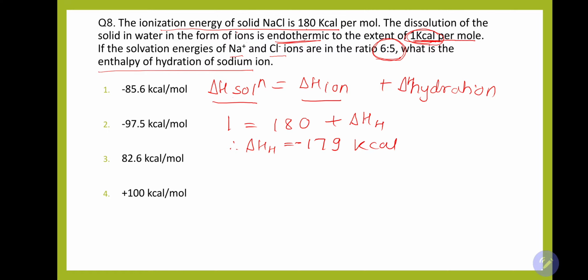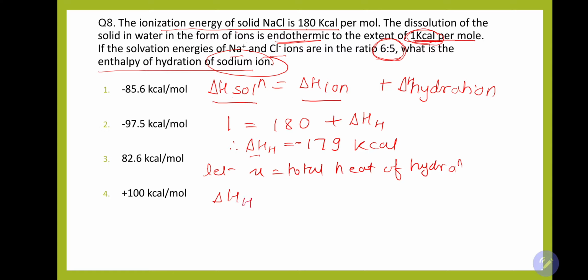Now you have got the enthalpy of hydration of the whole solution, but they have asked you to find it for the sodium ion. Now how do we find this? Let us assume that X is the total heat of hydration. If we assume that, we know that delta H of hydration is what?